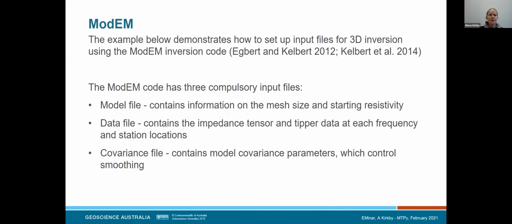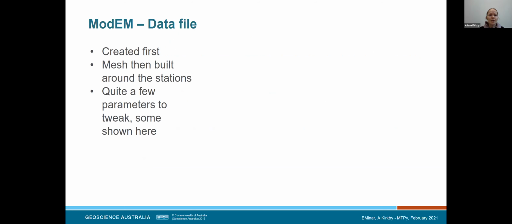Moving on to ModEm. ModEm has 3 compulsory input files. It's got a model file, a data file, and a covariance file. There are some other files that you can provide, but these are the main ones that are sort of challenging to make, I guess. So I'll step through each of those. We start with the data file, and we start with that because we then build the mesh around the stations. So we need to define where the data is first.